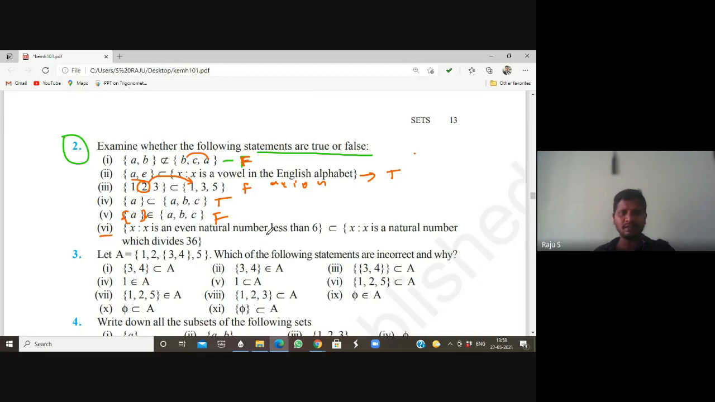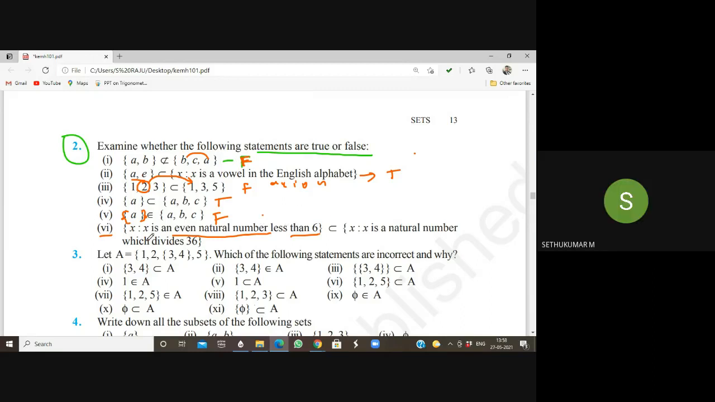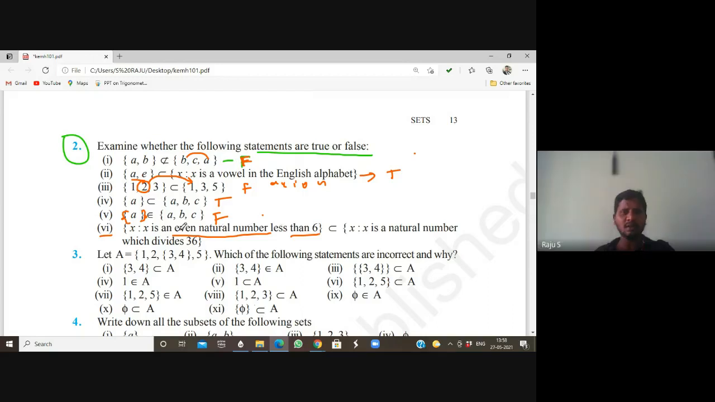Okay, then the sixth subdivision. X, sir, is an even natural number less than 6, true. Is it true? No, sir. X is 5, it is coming, sir. No, sir, it is not a subset. 5 will come, sir, but it will not divide 36. No, it's not. Clearly they mention even. Why do you want to take 5?